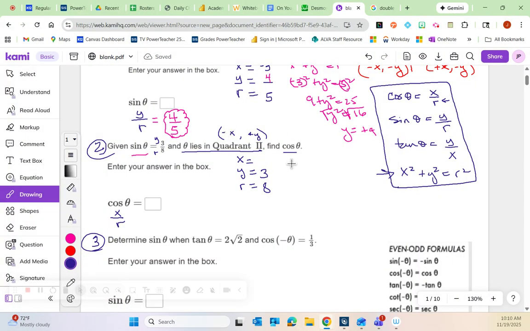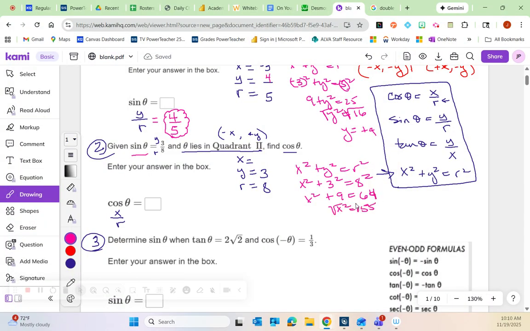So I'm going to do x squared plus y squared equals r squared, kind of just like the Pythagorean theorem. I don't know x, so I'll leave that as x squared plus 3 squared equals 8 squared. Then it's going to be x squared plus 9 equals 64. Subtract 9 from both sides. That's a 55. X squared is going to equal 55.